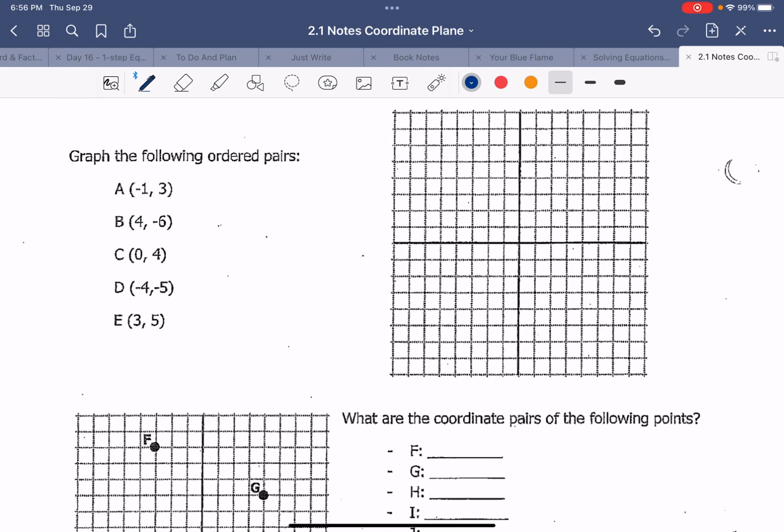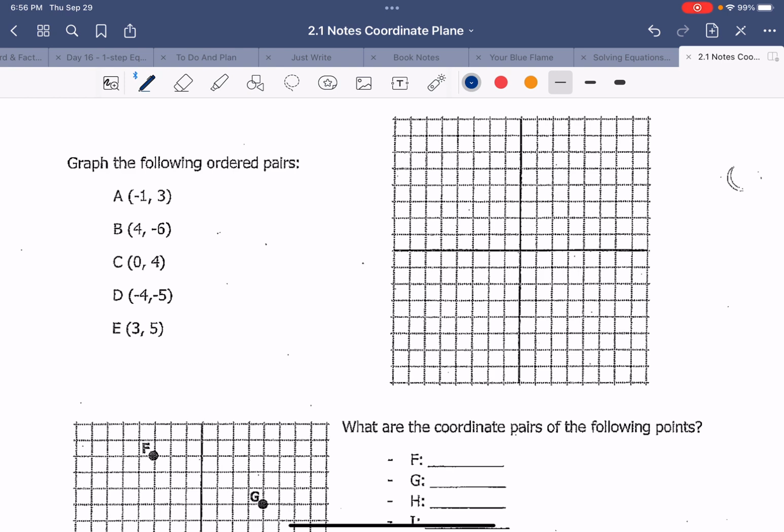All right, let's graph the following ordered pairs. Well, I'm going to do the first, let's see, A and B. We can do those together. You can see that. And then what I'd like you to do is when we get to C, D, and E, I'm going to have you try to graph them and then come back to this video, okay?